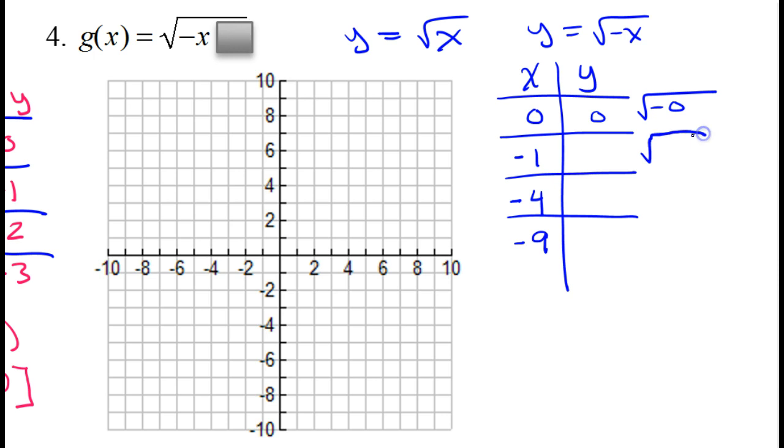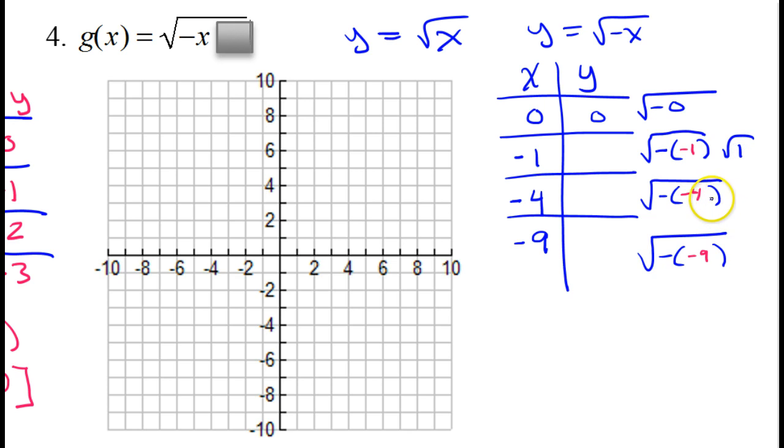Can you see I'm going to have two negative signs? I've got this negative sign, and then I've got the x value. So it's sort of like I've got the square root of -x. Now my x values are -1 and -4 and -9. Now by putting this extra negative in there, now I have the opposite of -1. And you've probably figured this out by now, but the opposite of -1 is +1.